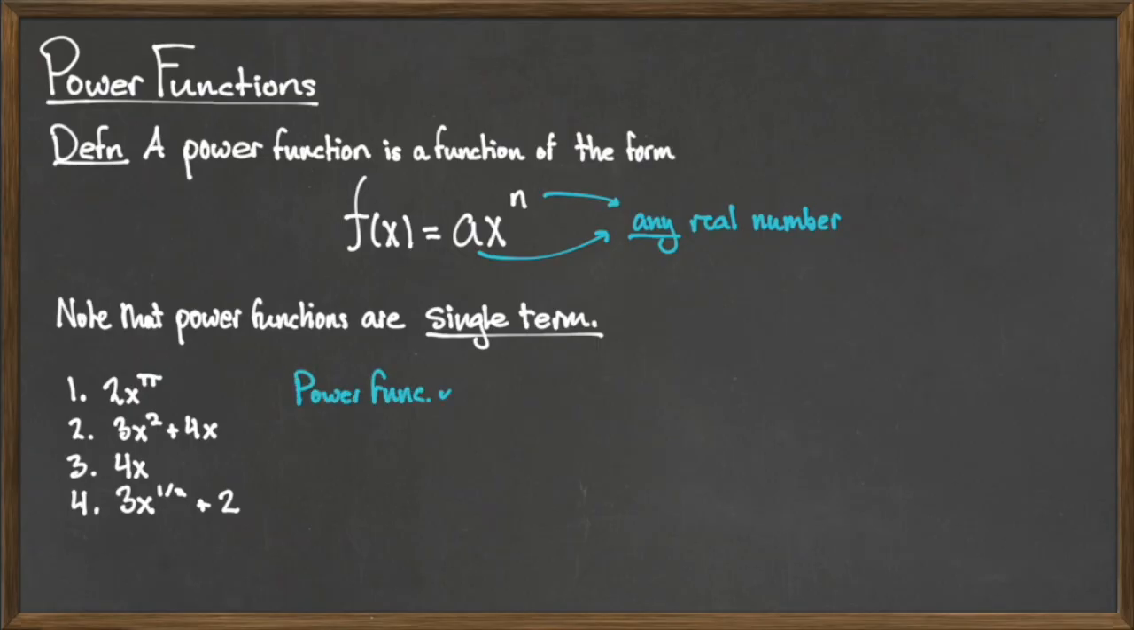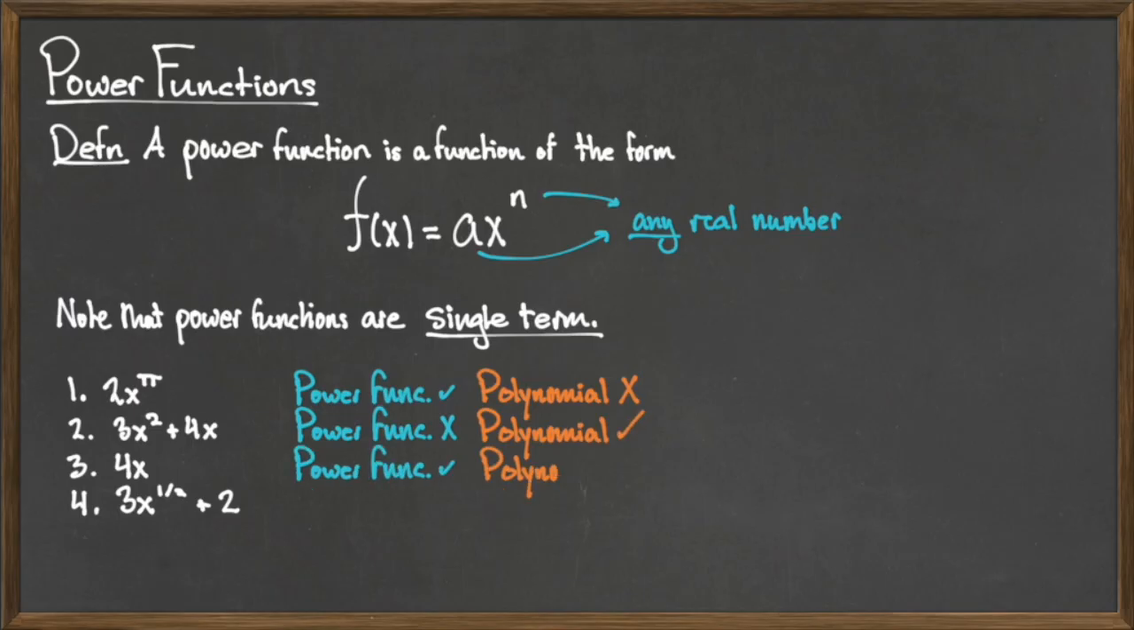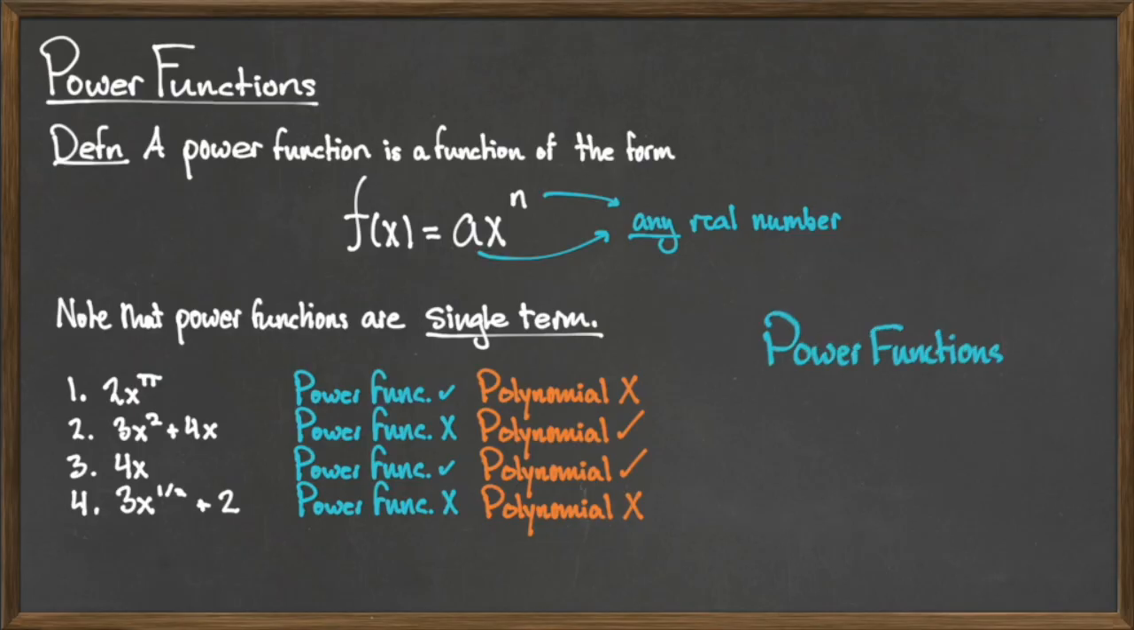The results are going to go as follows. The first one is a power function, but not a polynomial because I have a non-integer exponent. The second one is a polynomial, but not a power function because even though I have integer exponents, they're two separate terms. The third is both a power function and a polynomial because I have an integer exponent and only one term. And then the fourth is neither. It's not a polynomial because I have non-integer coefficients, and it's not a power function because I have two separate terms.